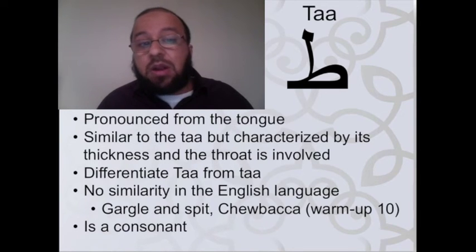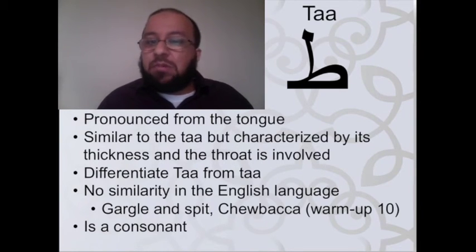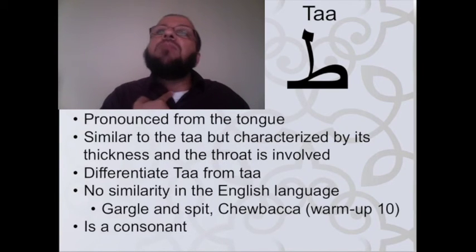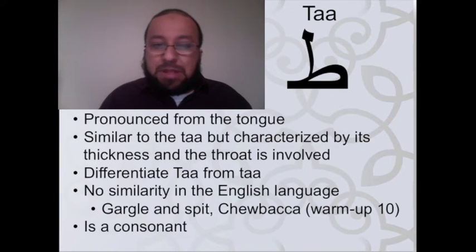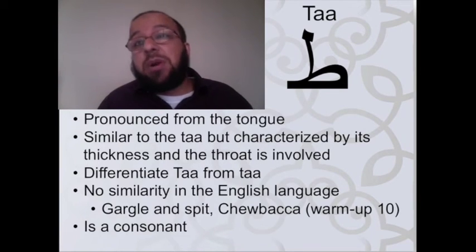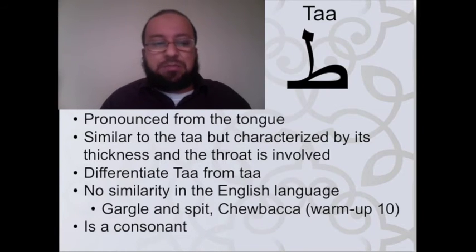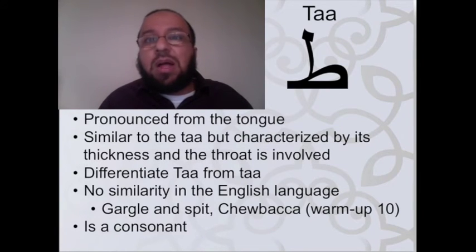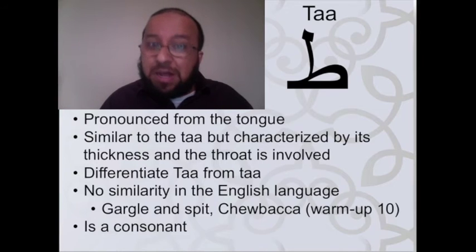But that gargle and spit warm-up, the Chewbacca warm-up, which is warm-up number 10, is again going to help you find that deep part of your throat. Bo, bo, bo. It's going to help you find that deep part of your throat that is going to help you pronounce this letter, the letter bo, and this letter is a consonant.